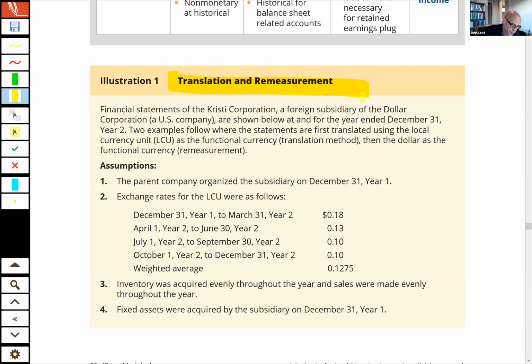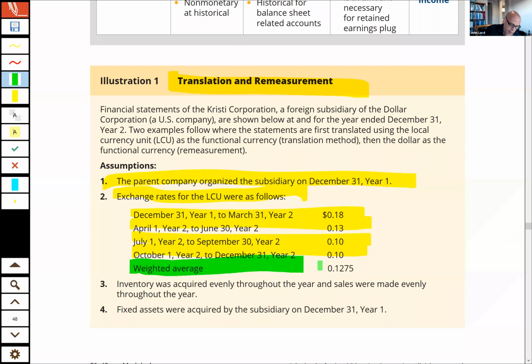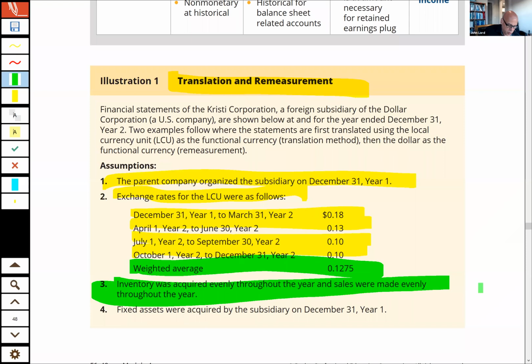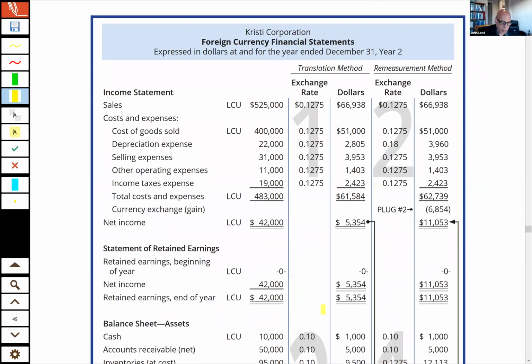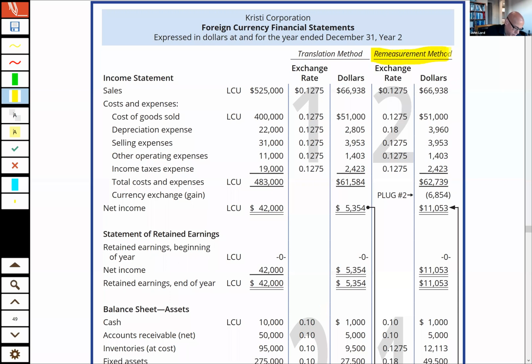All right. So they give us this information about the parent company and the subsidiary, and they give me the different exchange rates for different periods. Then they give me the weighted average, and they tell me that inventory is acquired and sold evenly throughout the year. So I know not only do I have to use weighted average for my revenues and expenses, but I also have to use weighted average for my inventory and my cost of goods sold. They tell me the fixed assets were acquired on December 31st, year one. Now I'm going to perform my remeasurement and my translation. They show them side by side.